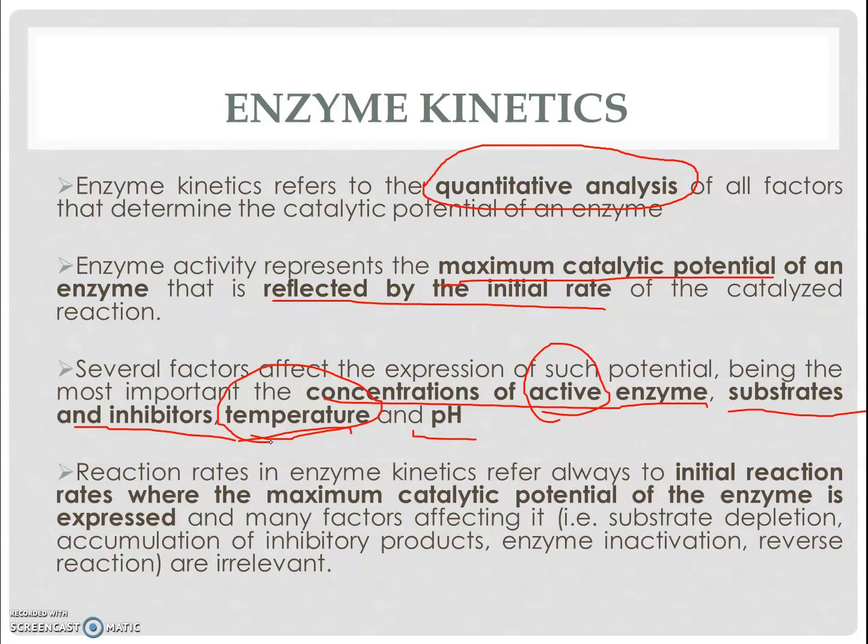For reaction rates in enzyme kinetics, we always refer to the initial reaction rates, where the maximum catalytic potential of the enzyme is expressed. So we are going for the highest catalytic reaction value, right? There will be many factors that affect these initial reaction rates, which are the substrate depletion, the accumulation of inhibitory product, the enzyme inactivation, and reverse reaction.